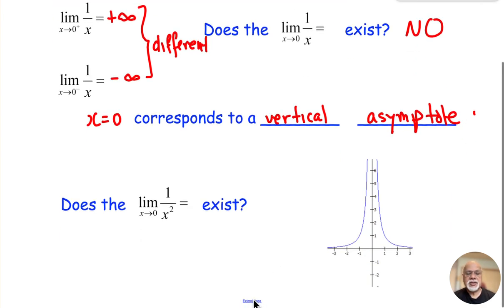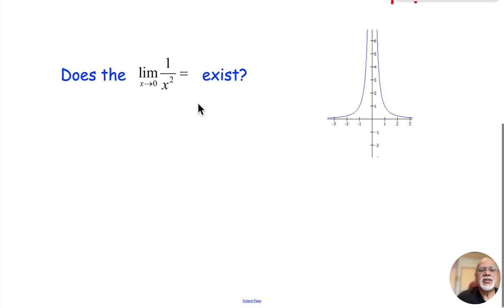How about the limit as x approaches 0 of 1 over x squared? 1 over x squared, or x squared rather, is always positive. And so the graph now looks like this, almost like a volcano going up. And does this limit exist? Well, the answer is no.